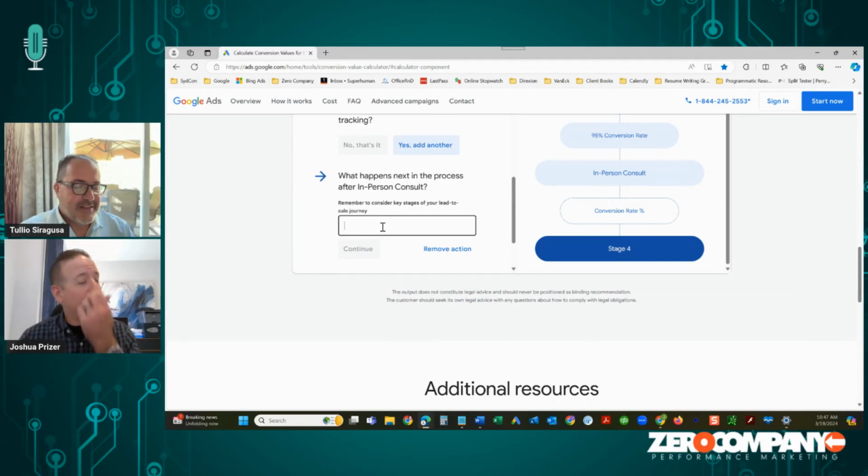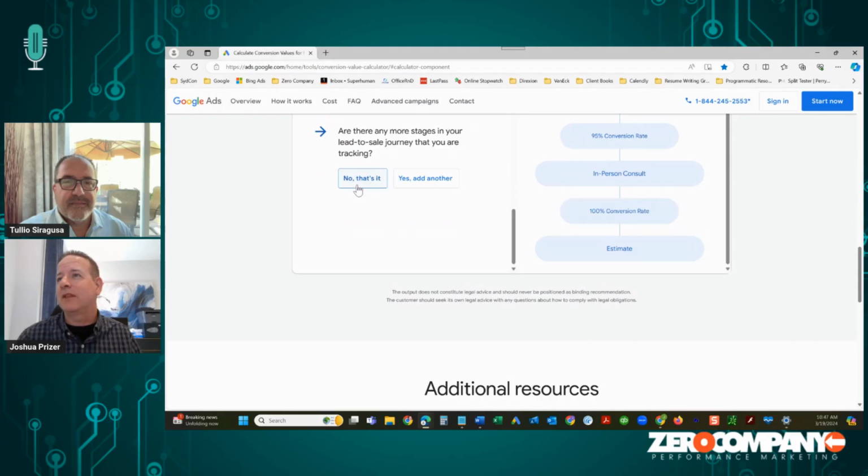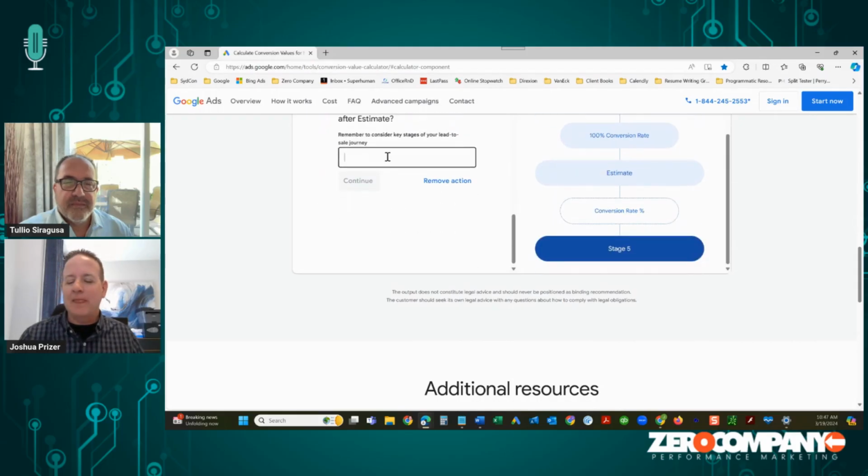What's the next stage there? Well, next we put together an estimate, right? We put together the estimate. And I typically, if we have the in-person consult, we're going to do an estimate, right? So we could probably even say that's 100%, but maybe it's not for your business. You'd have to figure that out. But let's say yes, and then from there we have the sale.